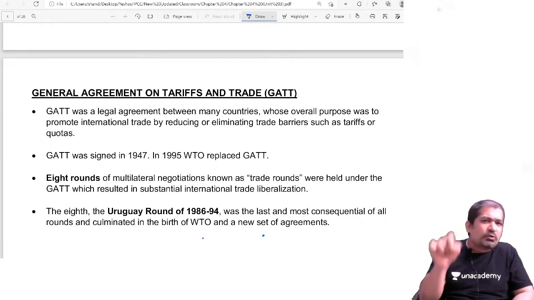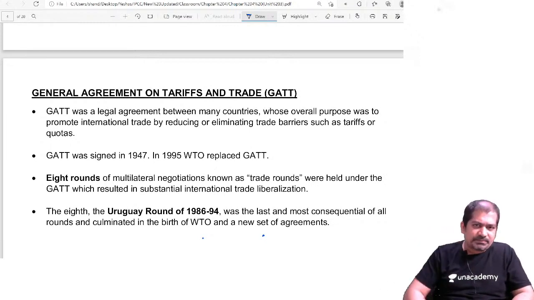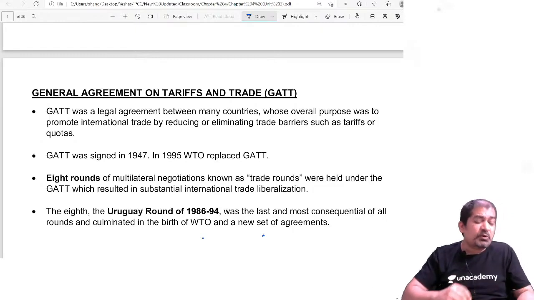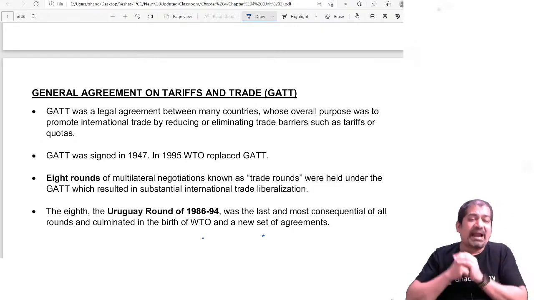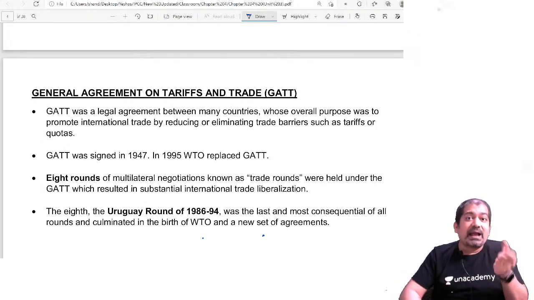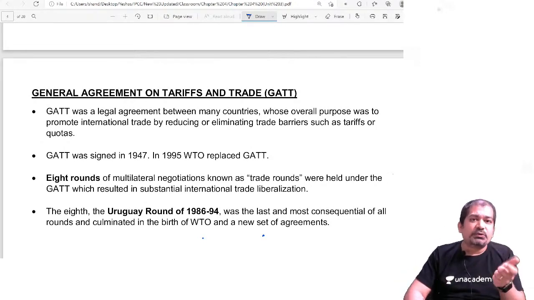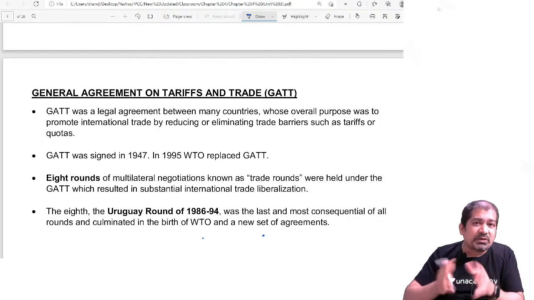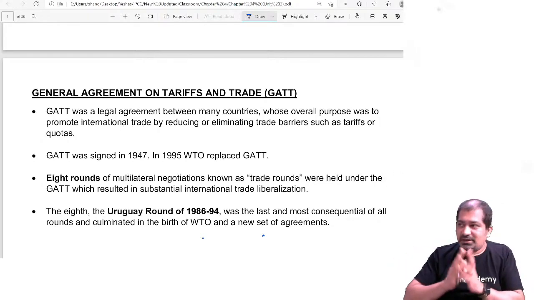Countries are in general agreement to trade between each other, so the chances of dispute will come down, but it will not be eliminated. If there is still a dispute between different countries who are members of GATT, how do you resolve this dispute? Under GATT, there was no dispute resolution mechanism. When two member countries were in dispute, this mechanism was not available. That was one problem.